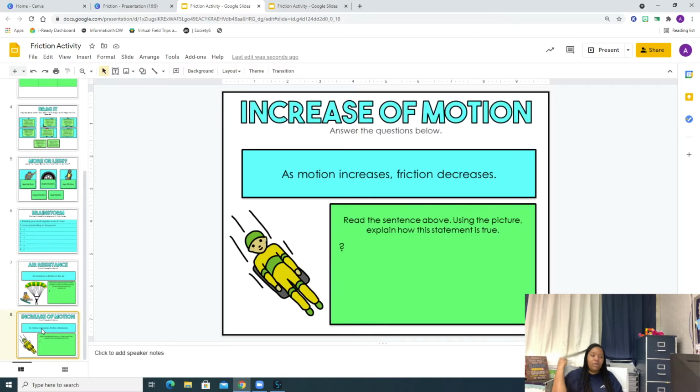Increase of motion. As motion increases, friction decreases. Read the sentence above and explain how this statement is true. So look at our friend here.